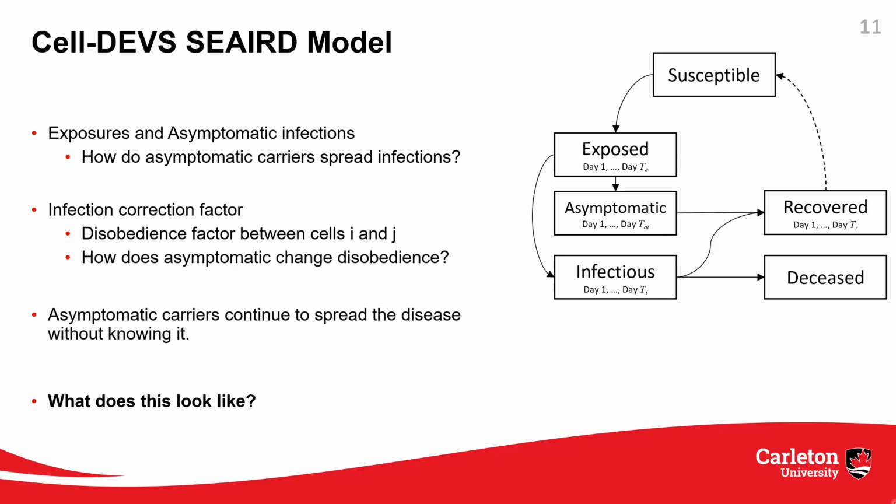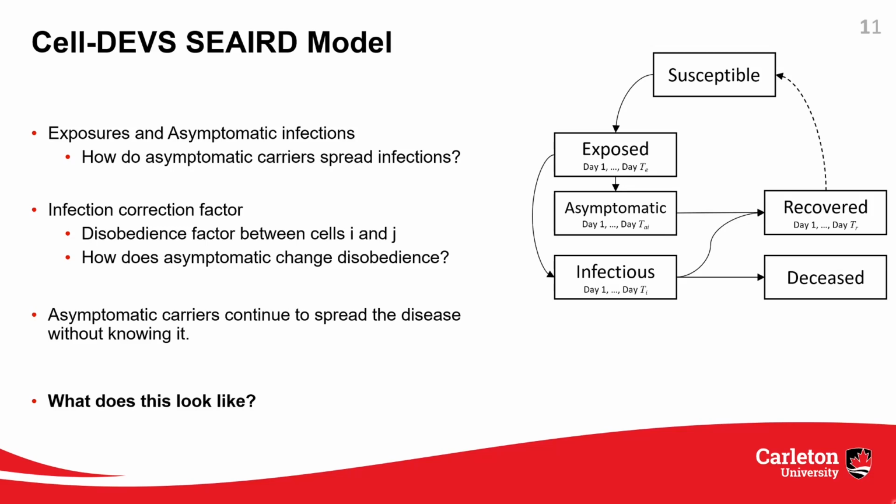An asymptomatic carrier doesn't know they have COVID-19, so they may spread it to those around them easier. They don't know they have it, so why would they avoid their friends and family? So because of this, our approach was to define an infection correction factor. The infection correction factor is the disobedience factor between cells I and J.